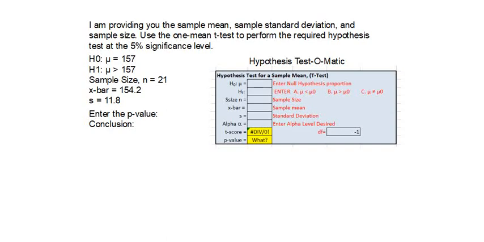In this example, I am providing you with the sample mean, sample standard deviation, and sample size. We're to use the one mean t-test to perform the required hypothesis test at the 5% level of significance. To do so, we're going to use the Hypothesis Test-o-Matic. So let's go take a look at it now.